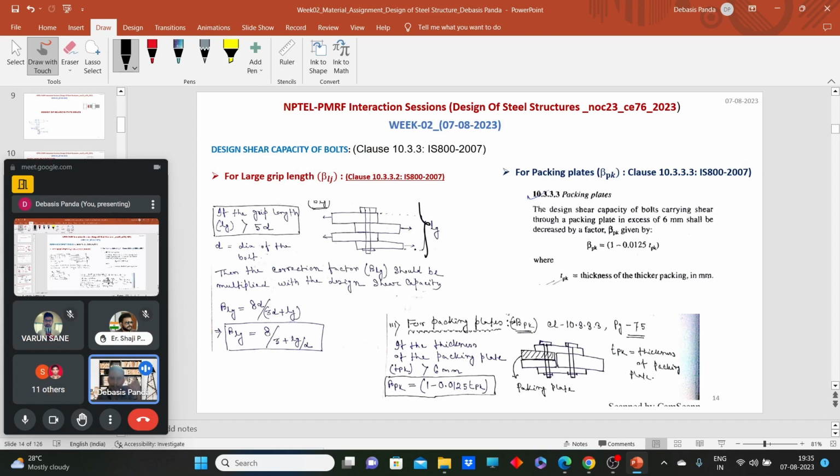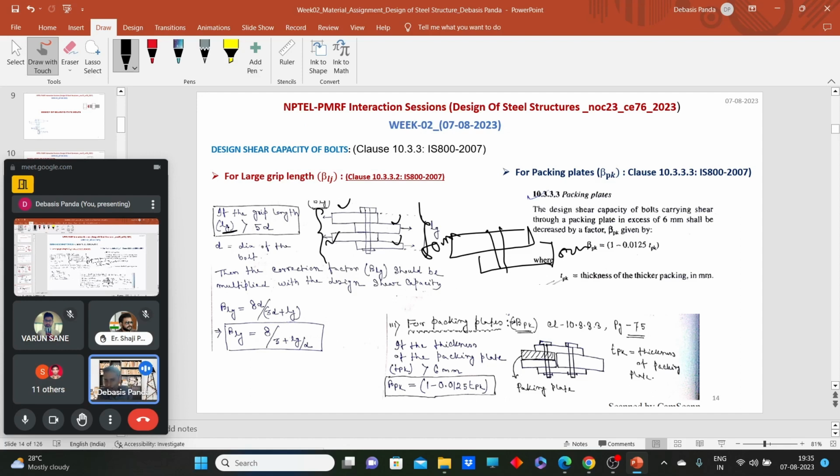Now for example, try to understand, if I need to join four plates, or say, if I need to join two bigger plates, say for example 50 mm and 50 mm, or even bigger plates. So what does grip length mean? The grip length means the total thickness of the members which we are trying to connect using that bolt. So when do we call a joint one having a large grip length?